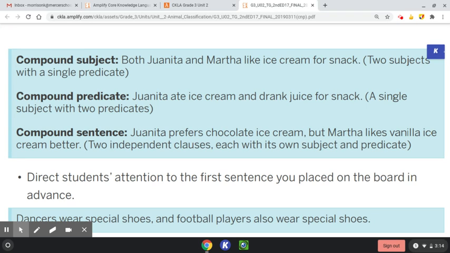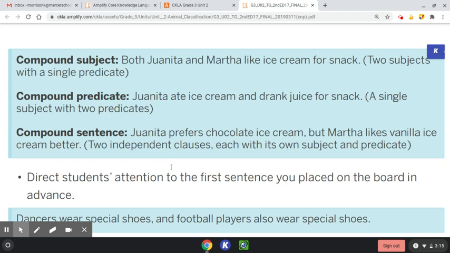But there's two predicates. Juanita prefers chocolate ice cream. So our predicate for that part of the sentence is prefers, because that's what she's doing. Juanita, the subject, she prefers chocolate ice cream. But Martha, our second subject, likes vanilla ice cream better. So our predicate there is likes.